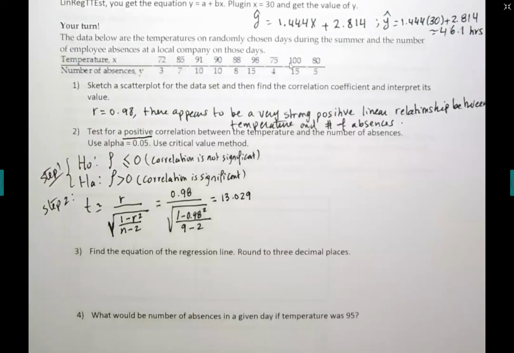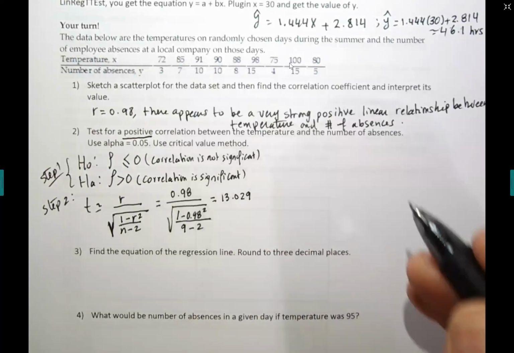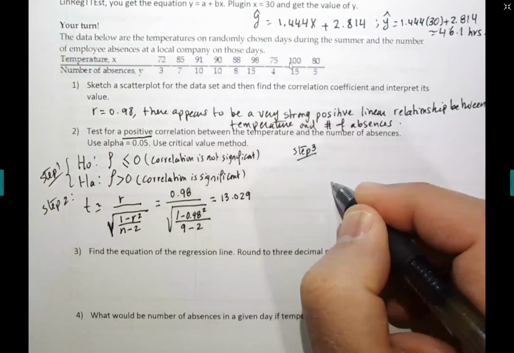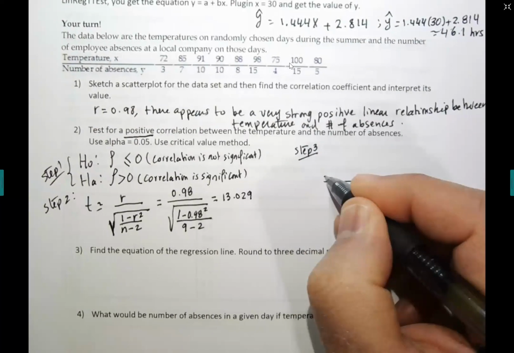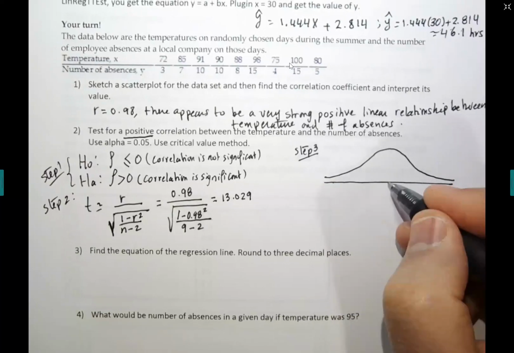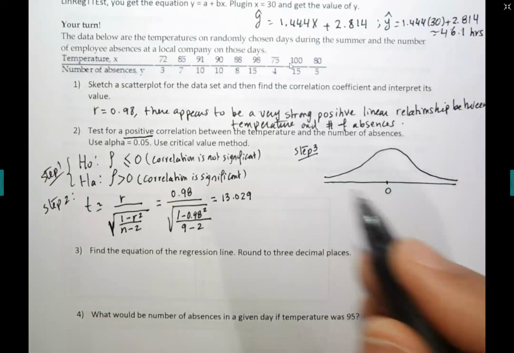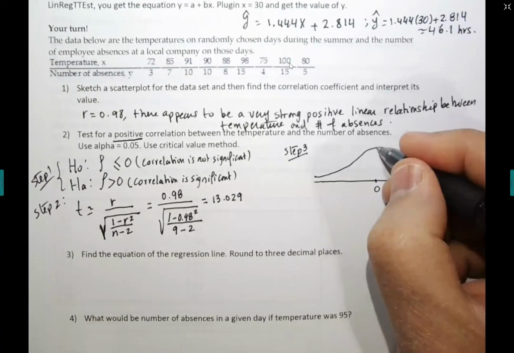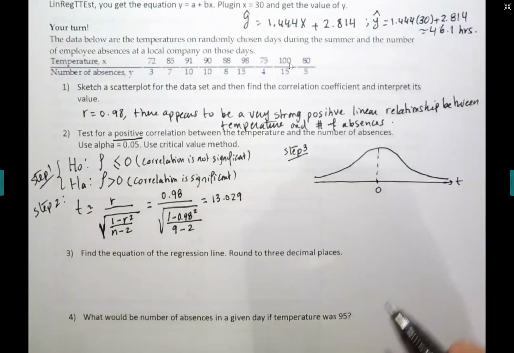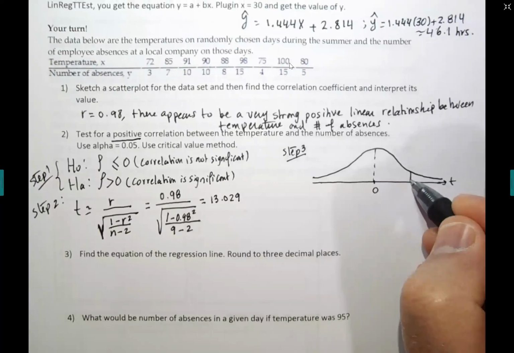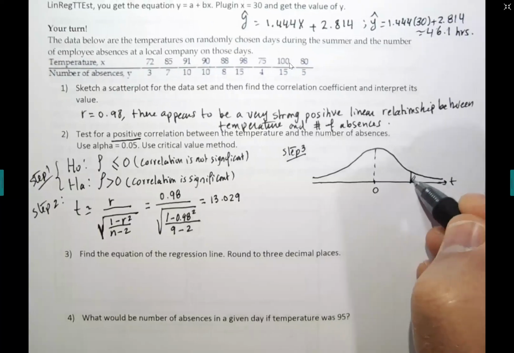Okay. The critical value approach. Step 3. Draw this curve. You draw that. Probably you missed that. You've been using the p-value for a while. This is the 0 right here. I told you it's a t-test, so that's t. And it's a right tail test, greater than 0, so you shade to the right. And we need to find the critical value.